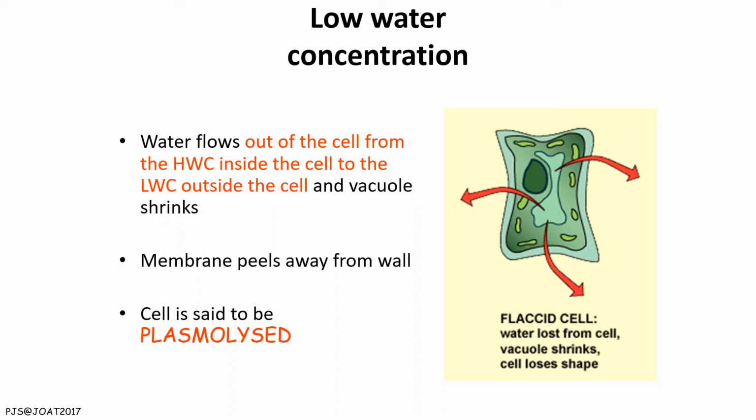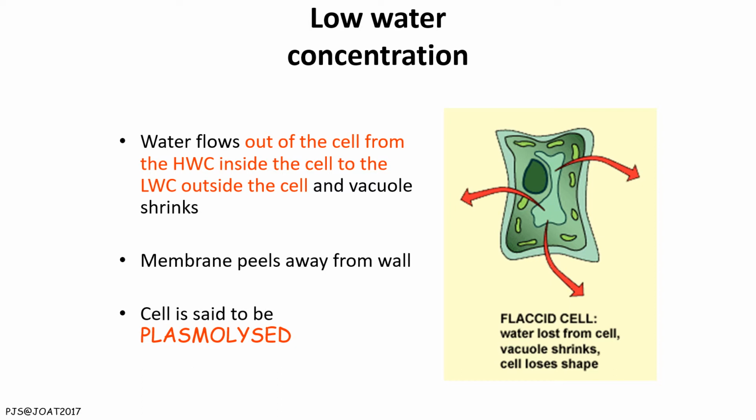If we put a plant cell in a low water concentration, so for example a solute solution or a really salty solution or a really glucosey solution, what's going to happen is your high water concentration is going to be inside of your cell and your low water concentration is going to be outside of your cell. So your water is going to move from the high water concentration inside of your cell to the low water concentration outside of the cell.